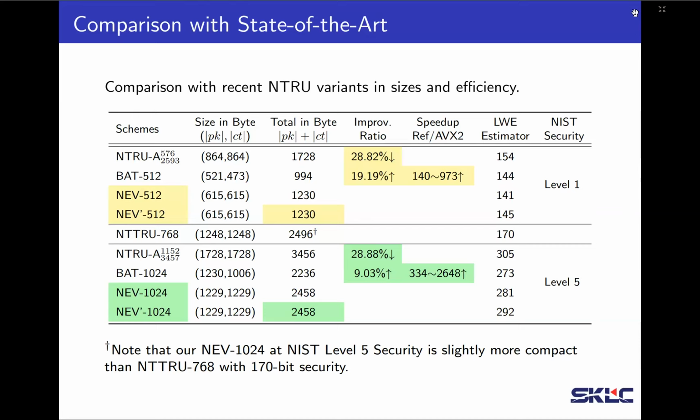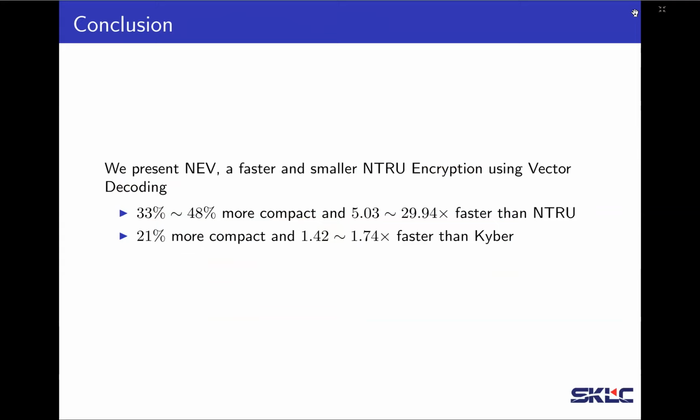So, in conclusion, we created today faster and smaller public key encryption using vector coding, and it achieves 33 to 48% more compact and 5 to 99 times faster. It also achieves 21% more compact than Cairo and is 1.4 to 1.7 times faster than Cairo. This is the end of the talk. Thanks for watching.